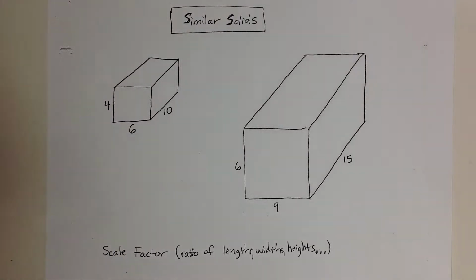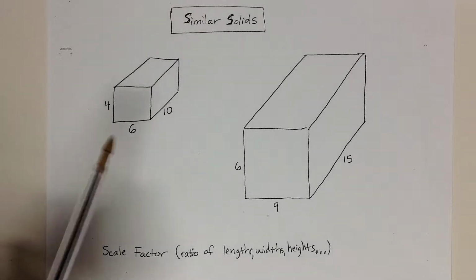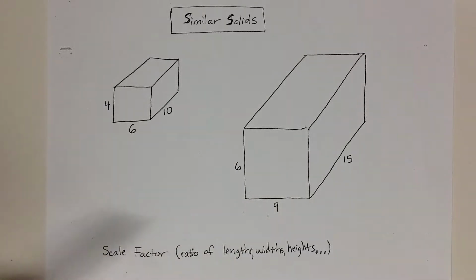Alright, so now we're going to talk about similar solids. This is really just an extension of Unit 5, which was similar triangles, okay? Except now we're in 3-dimension. Our scale factor is defined exactly the same way. It's the ratio of any of the corresponding parts, the matching parts.